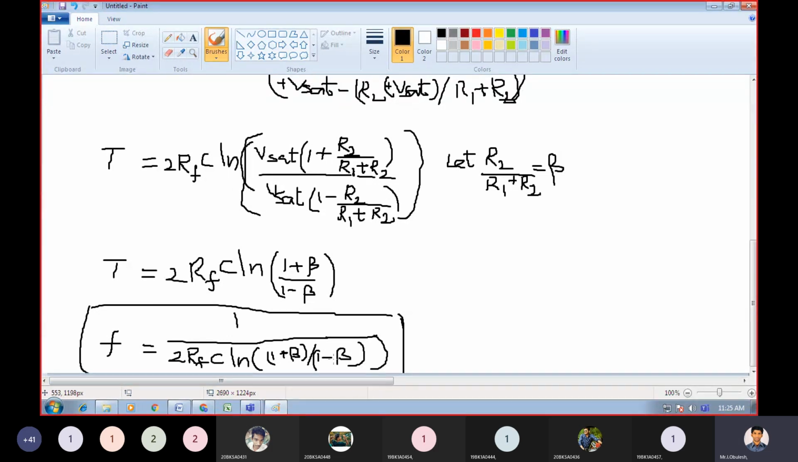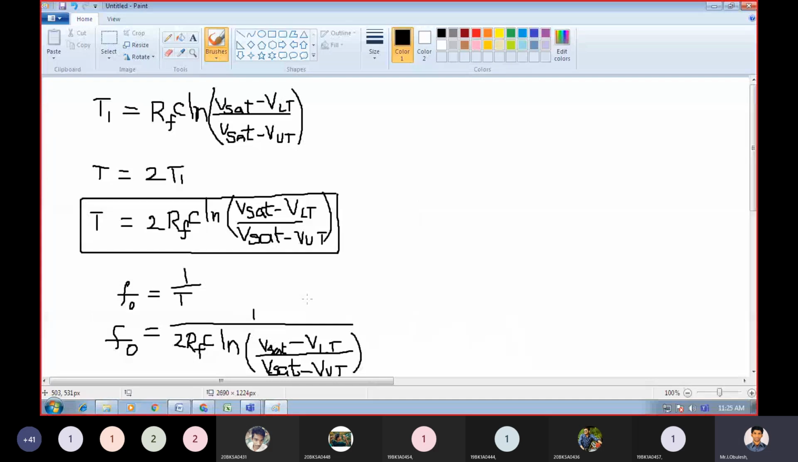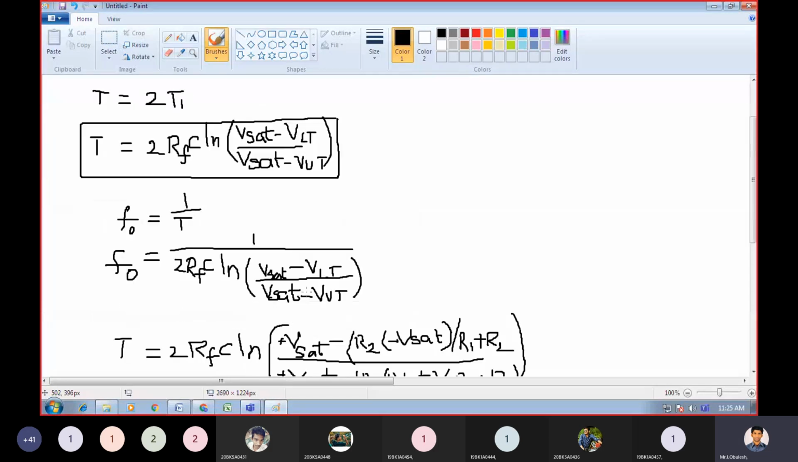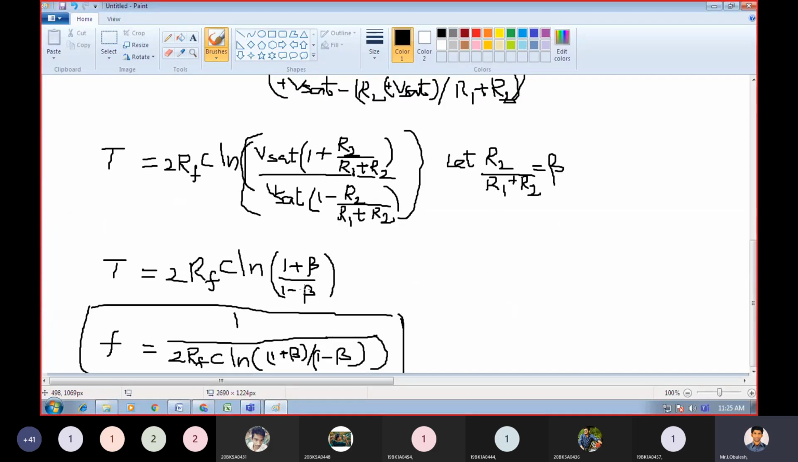Up to now clear? So this is the expression for frequency of oscillations. You need to observe this carefully. I think up to now it is clear. You don't have any doubt, right?